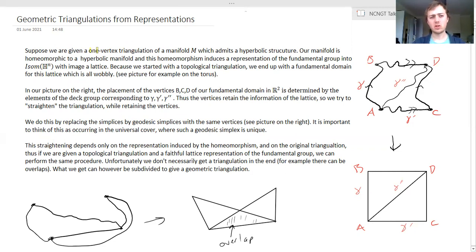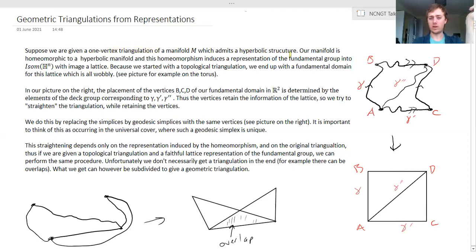So I'm making a simplification here. We're looking only at one vertex triangulations of manifolds, and here this manifold admits a hyperbolic structure. The multi-vertex case is handled, instead of representations, with cocycles into the same group. I didn't want to have to define cocycles and talk about the sort of tricky fiddly stuff that happens there. It's really the same. The essence of the argument, again, is the same, and so we're just going to talk about the representations case. So what does it mean for your manifold to admit a hyperbolic structure?